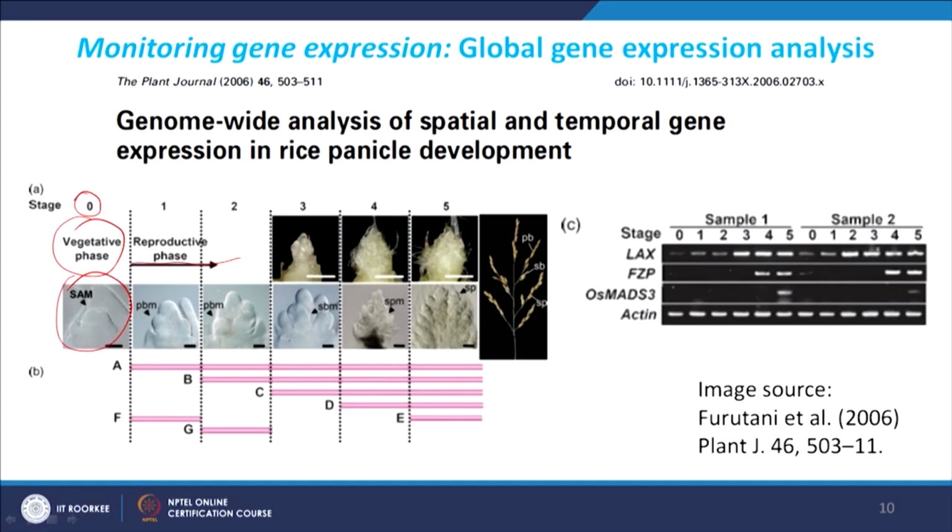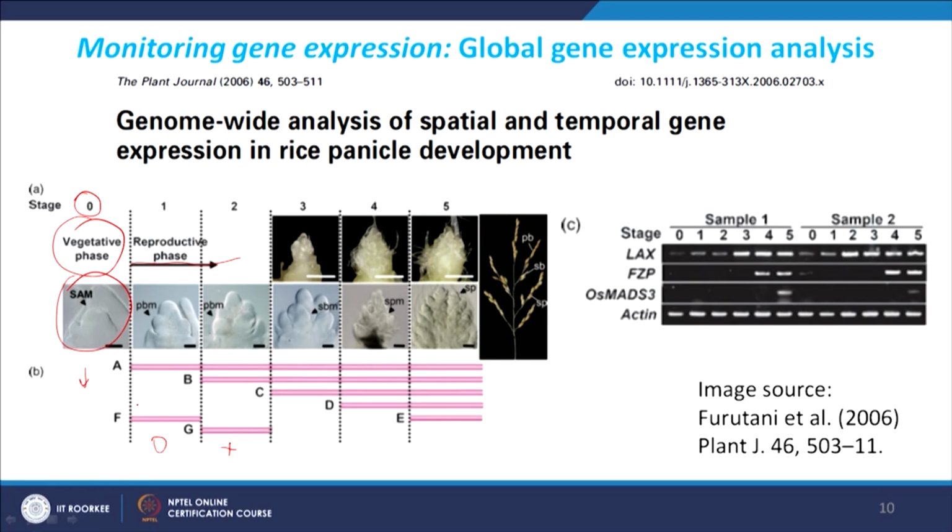So what people have done, they have taken RNA from all these different stages, and they have performed the microarray analysis in great detail, and this is how they could actually identify several things. First thing, they could identify the genes which are present in a particular developmental stage but absent in a different developmental stage, or how a particular gene's dynamic expression pattern is across the development.